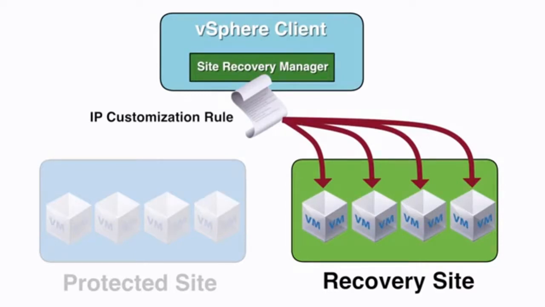The IP customization rule applies to virtual machines failing over from a protected site IPv4 subnet to a recovery site IPv4 subnet. IPv6 rules are not currently supported. During recovery, Site Recovery Manager evaluates the existing IP configuration of the recovered VM's NICs and reconfigures static NICs on the protected site subnet to the recovery site subnet. If the rule matches, Site Recovery Manager derives the new static IPv4 address from the old one. It preserves the host bits of the original IPv4 address and places it into the target subnet.